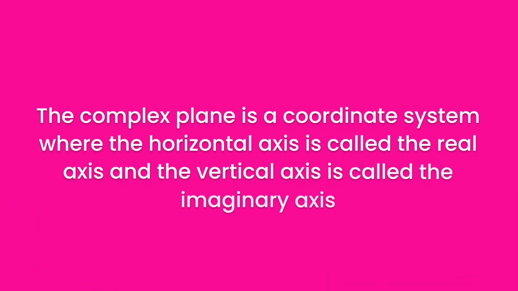The complex plane is a coordinate system where the horizontal axis is called the real axis, and the vertical axis is called the imaginary axis.